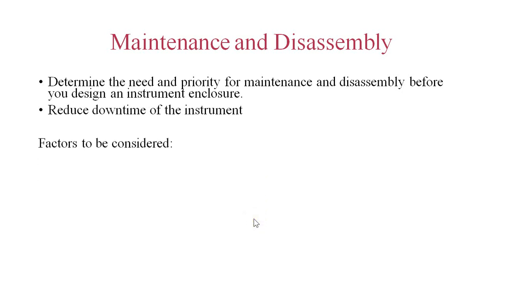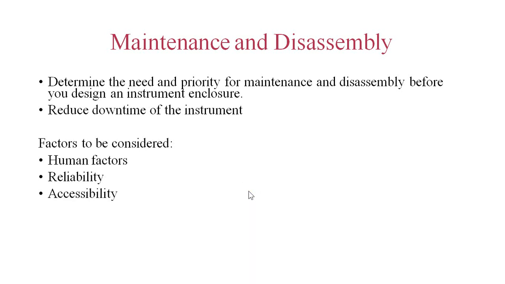The different factors which we have to consider for maintenance and disassembly are: first, human factors. Here we have to see what is important from the human point of view, that is ergonomics, cognition and image. Which parameter is important, we have to see. Then reliability. In this case we have to see how often we are opening the enclosure for repair purposes. According to that the reliability will vary. If you open it for repair many times, reliability will be reduced.